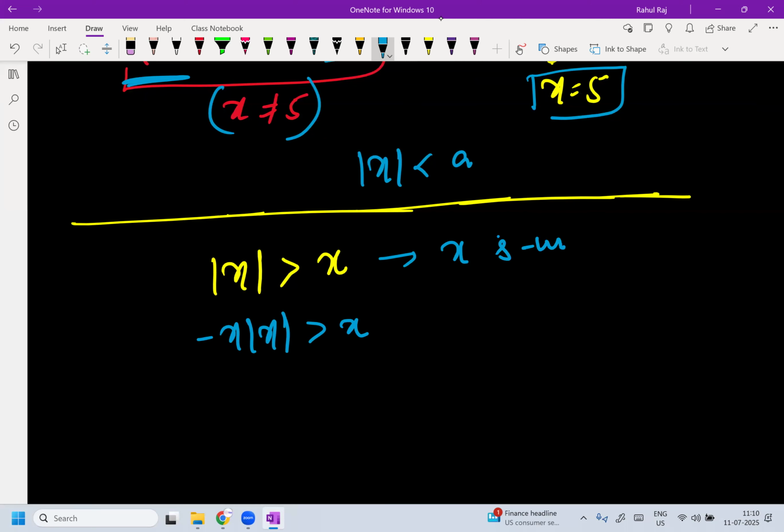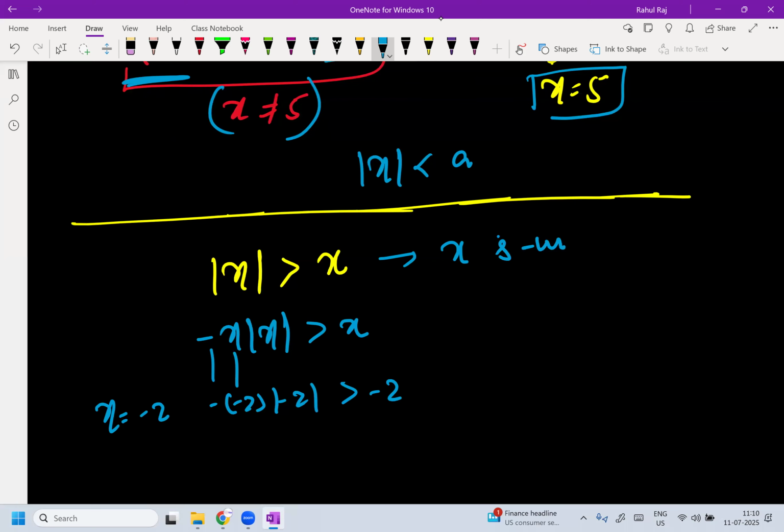So again, x has to be a negative value, because mod x will give a positive value, and then the negative x. Imagine x is equal to, say, negative 2. Basically, the product has to be greater than the value of x, right? And a negative number cannot be greater than x.